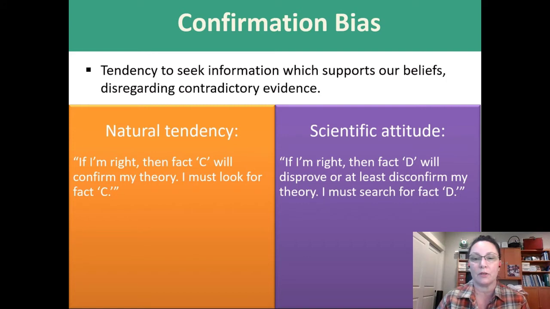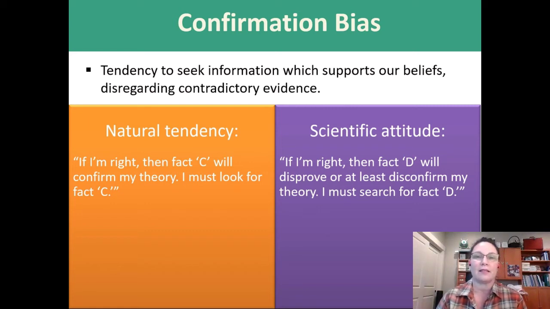If I fail to disprove it, then the hypothesis is at least still in the running. I can't say it's right. I can never prove anything. All I can say is that my job is to look for evidence that would disprove what I believe. So if I'm right, then fact D would disprove or at least disconfirm my theory, so I need to look for fact D. That's my job as a scientist, is to look for the evidence that I'm wrong.